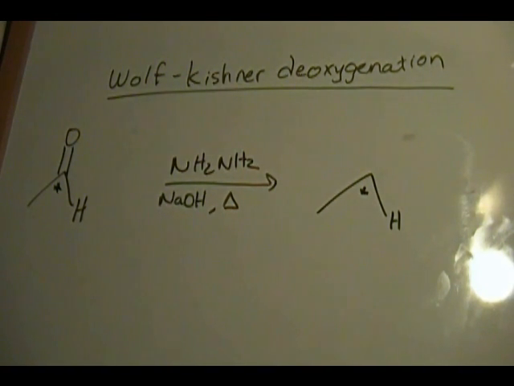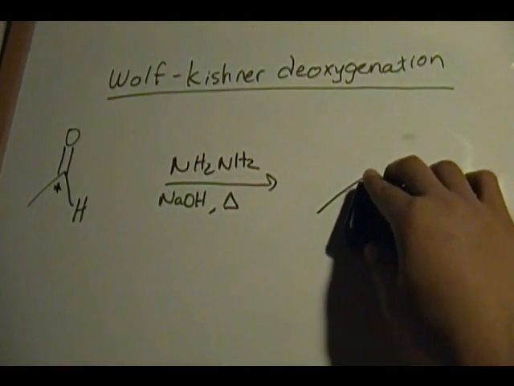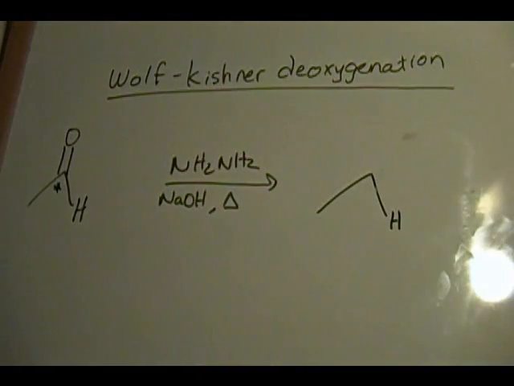The reason why I said that is because that little star looks kind of like a radical, and professors or teachers might think that you're drawing in a radical or something like that. So make sure you erase it at the end when you finally determine and draw your product. Okay, so that's all it is to this reaction.